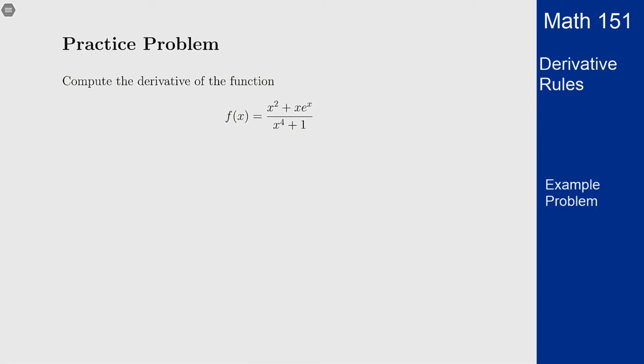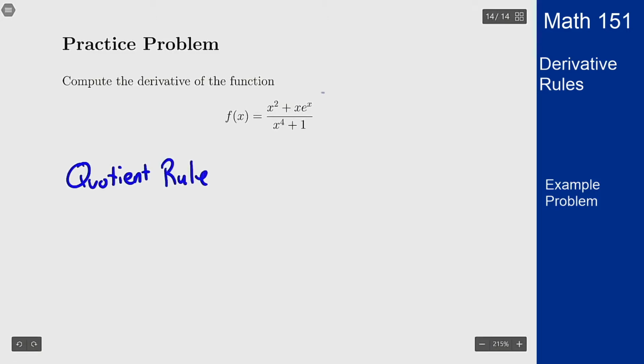In this example, we want to compute the derivative of the function f of x equals (x squared plus x e to the x) over (x to the fourth plus 1). Key things to realize: this is both a quotient rule, from the fact this is a fraction as a whole, and there's also a hidden product rule inside because of this x times e to the x. What does the quotient rule give us here?